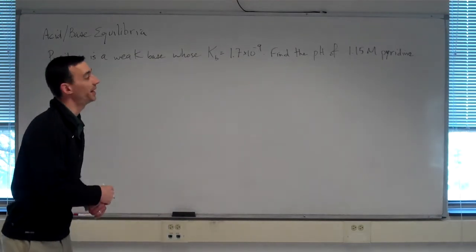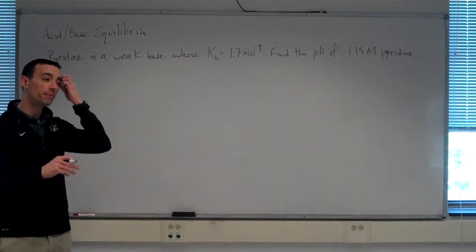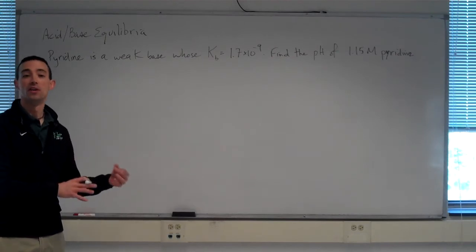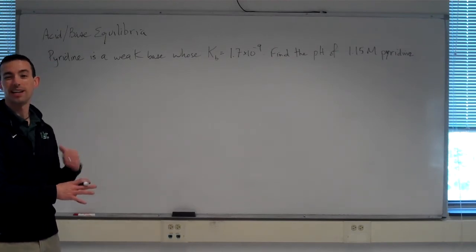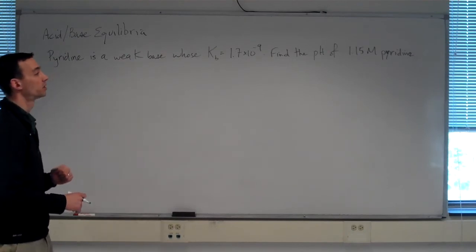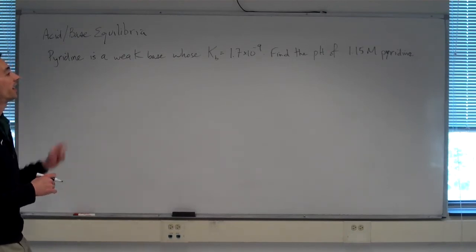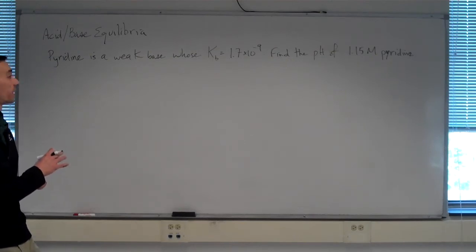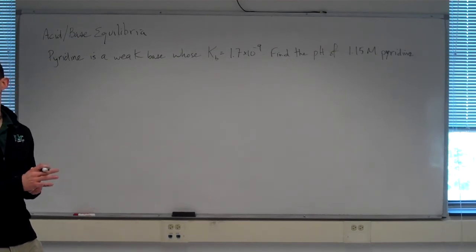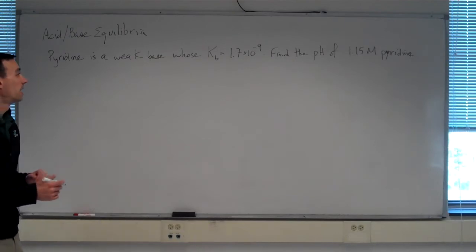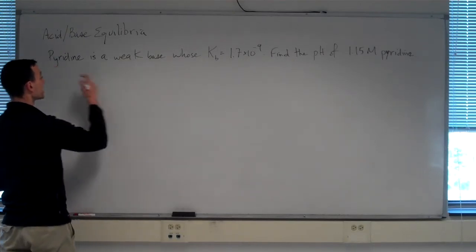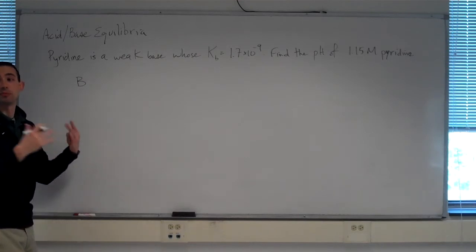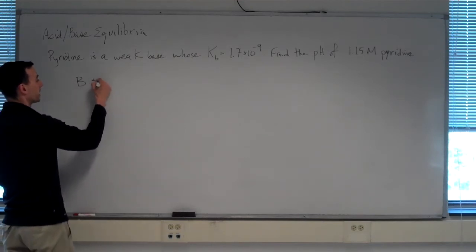Now we're working with a base instead of an acid, and the main effect of that is it's going to change the reaction that we use for setting up our equilibrium table, and it actually is going to add one layer to the problem. Now I don't have the formula for pyridine like I did in the last example with HClO, hypochlorous acid, so that's not a problem. As long as I know it's a base, I can just generically represent it as B, as a placeholder for what's happening.